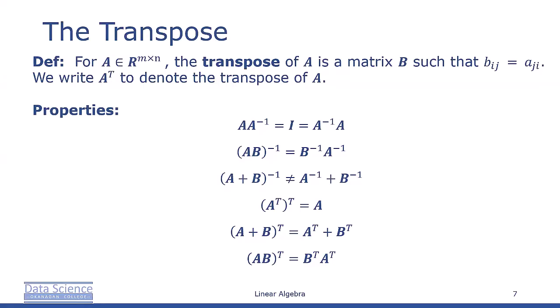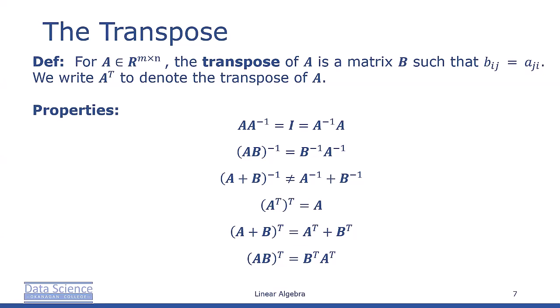For a matrix A that's m by n, the transpose of a matrix is a matrix B that's n by m, where the entries of B are Bij equals Aji. Essentially, the rows of A become the columns of B. We write A to the power of t to denote the transpose of A.